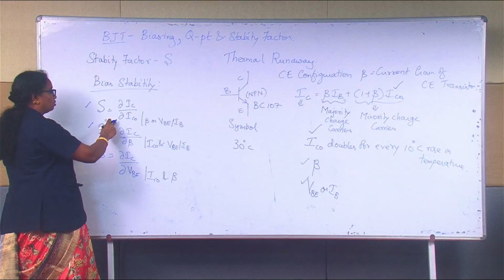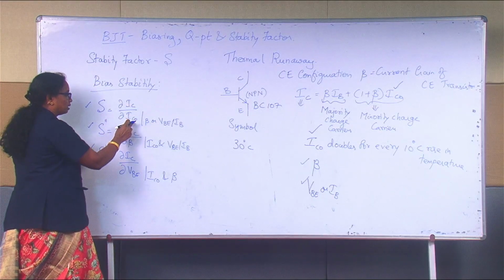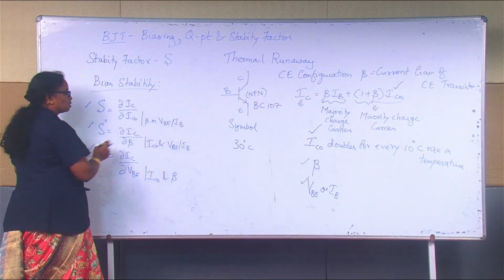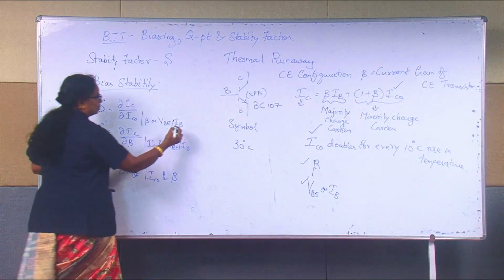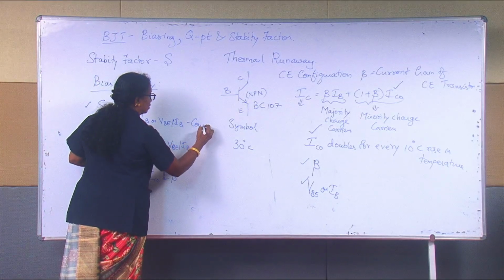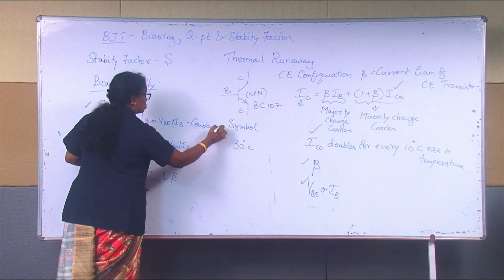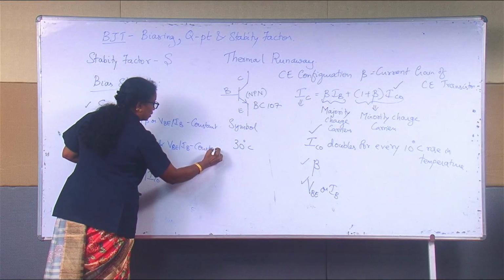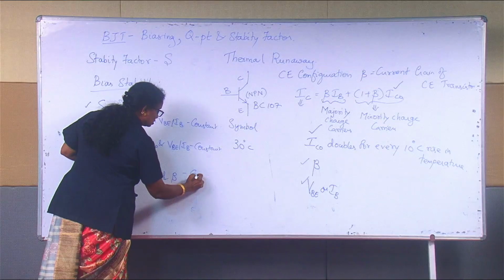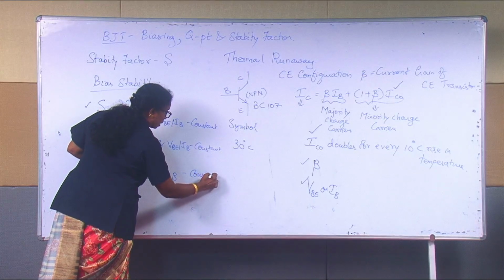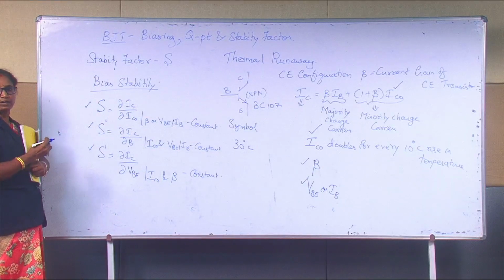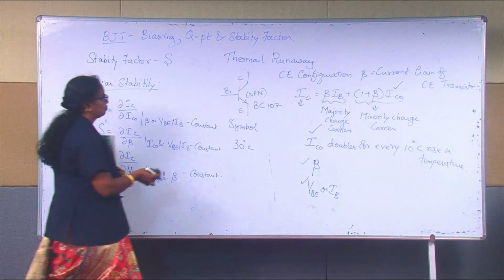So when I want to find the change in collector current due to change in ICO, the other two factors must be treated constant. So for any biasing circuit, we can find out these three stability factors by which you can assess the stability of that given biasing circuit.